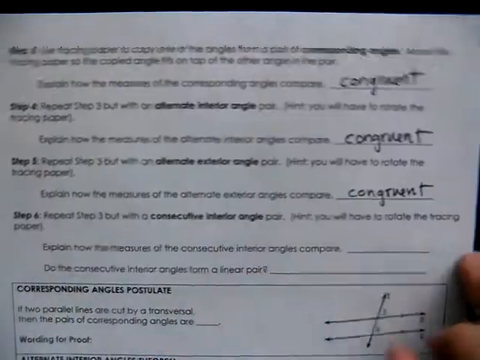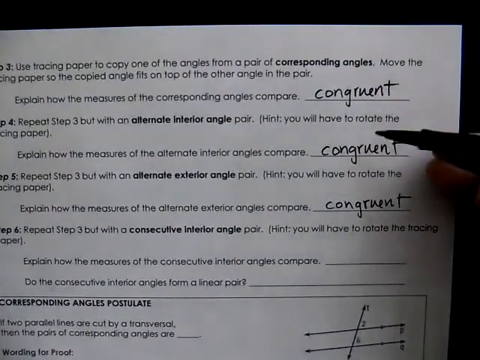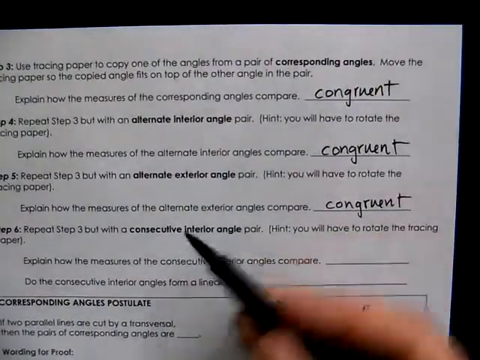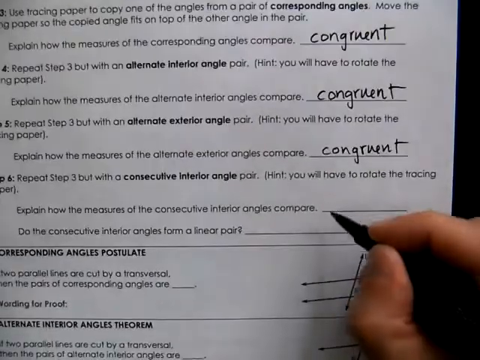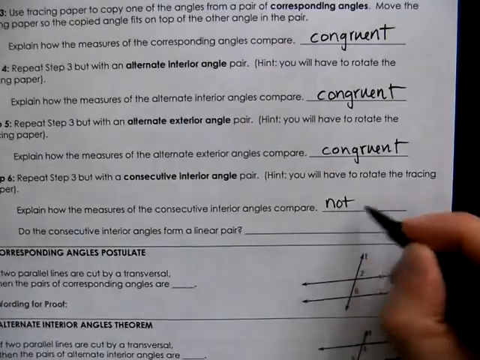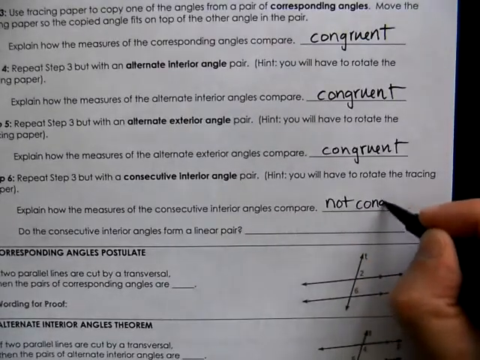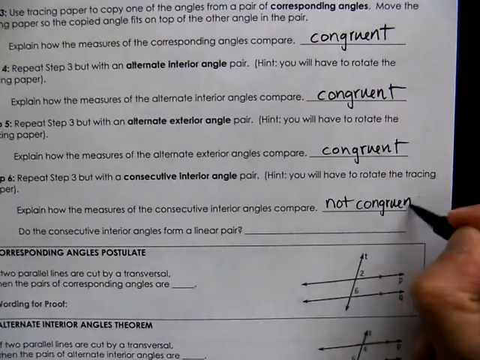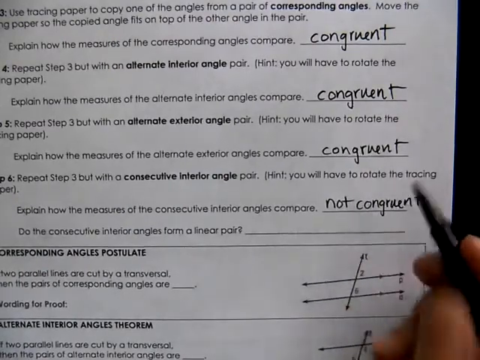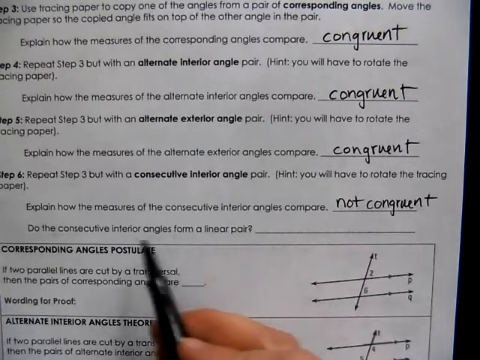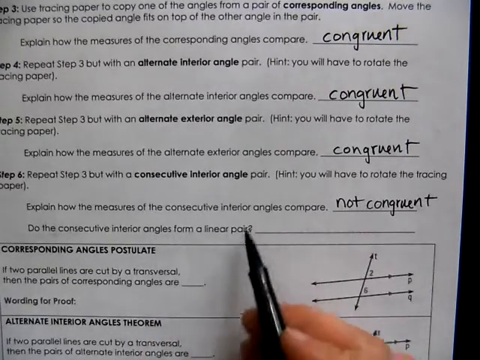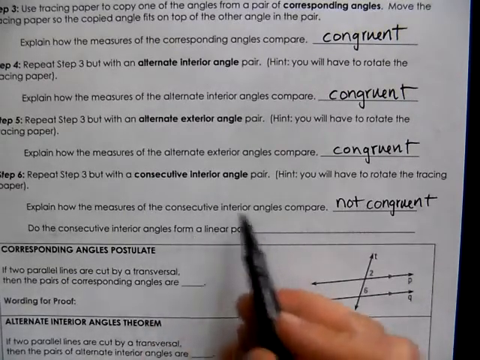We had this trend going where each of these angle pairs were congruent, congruent, congruent. We get to this 4th one of consecutive interior angles, and they are not congruent. So that's kind of the exception to the rule that we're seeing so far. However, they may not be congruent, but maybe there's something else. Could we put them next to each other and form a straight line? Are they a linear pair?